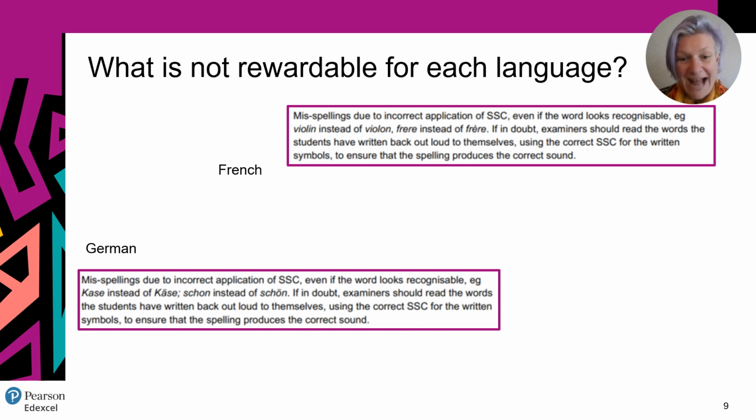So the word might actually look very similar to how it's supposed to look. So we've got the example here for French. The student has written violin instead of violon. Now, they look very similar. You would recognize that the word that the student is trying to render there is violin.